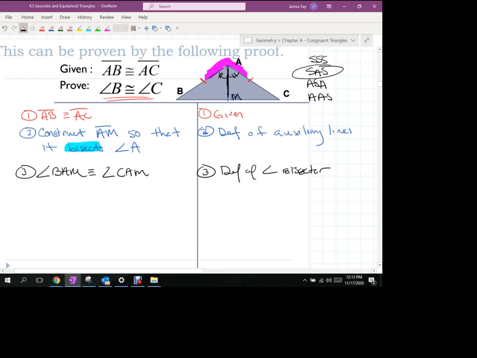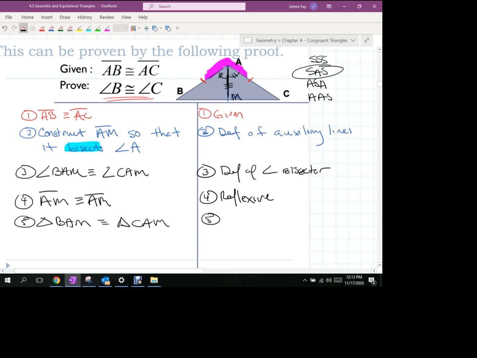So you're saying that the bisector AM is part of both triangles, right? Okay, so AM is going to be congruent to itself, AM, through the reflexive property. And we see then that those two triangles, triangle BAM congruent to triangle CAM, are congruent, like you said, by side angle side. Is that something we can do?